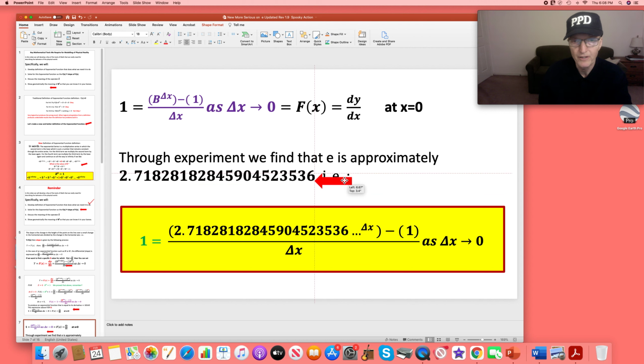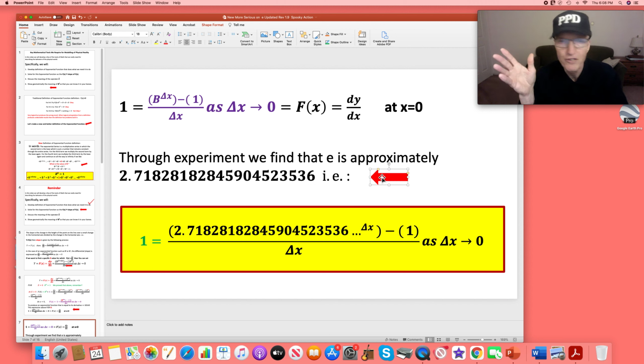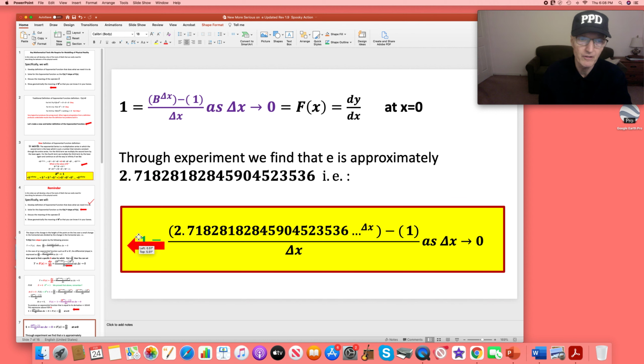I only took it so many decimals, but it's just shy of 3. It's 2.718282845945945. Anyway, it goes on and on, but it's a number just shy of 3. And so here's the result: 1 is equal to 2.7182 blah blah blah, and continues on and on and on.